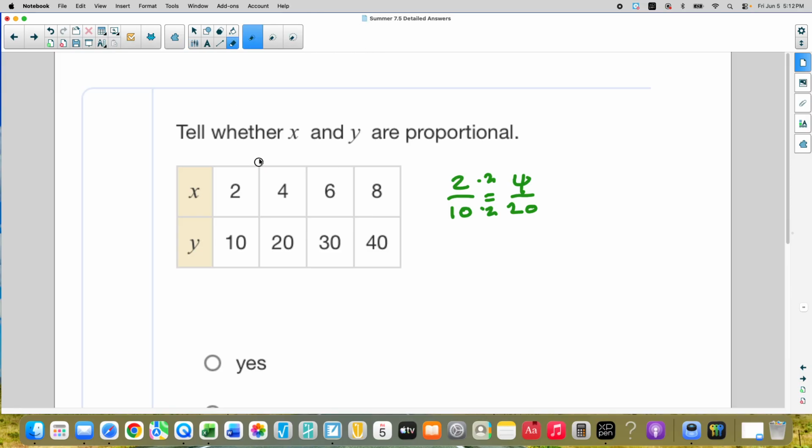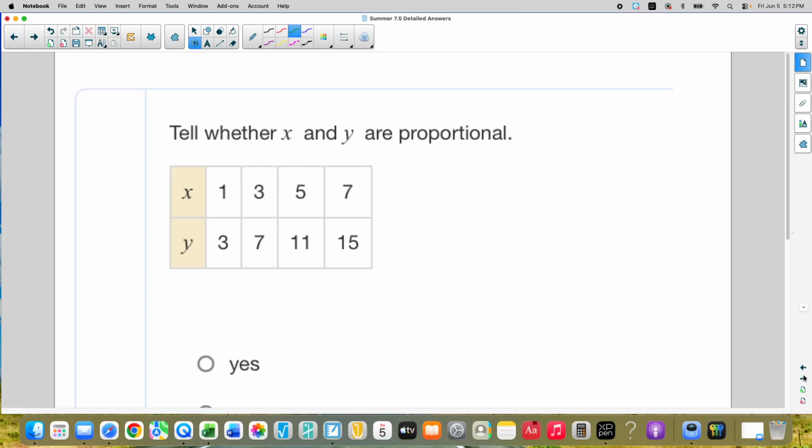The other thing that we could look at is if we graphed it, it would need to be linear. So my answer is yes, it is proportional. Each one is proportional to any other point. It's not just the ones that are next to each other, 2 and 4, 4 and 6, 6 and 8, but it's also 2 and 6, 2 and 8, 4 and 6, 4 and 8. So all of them need to be proportional.